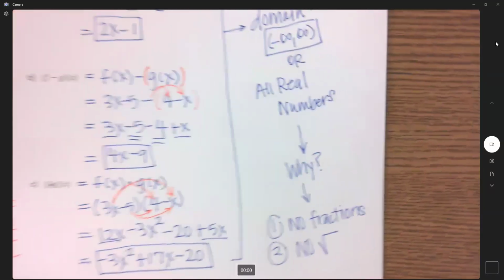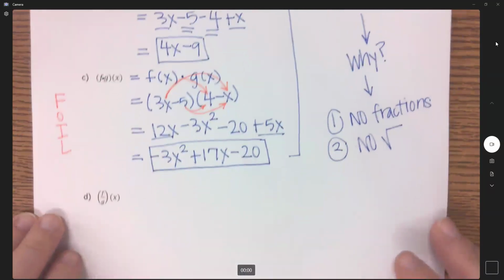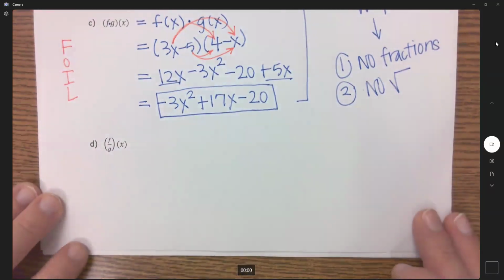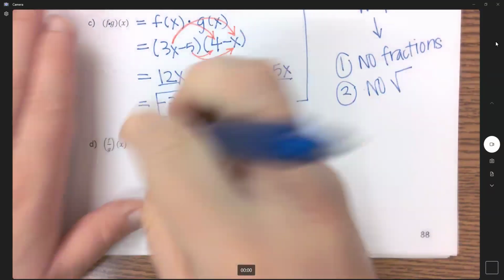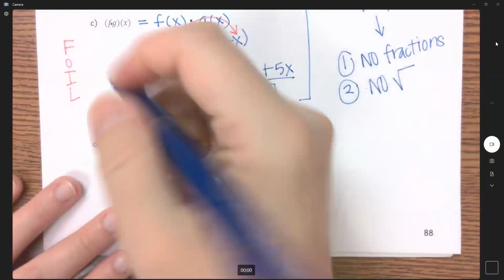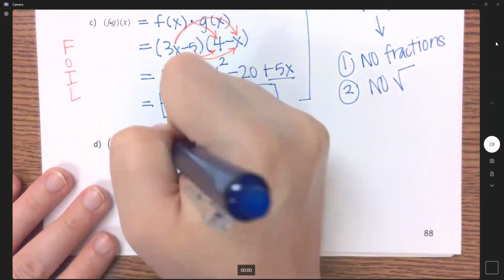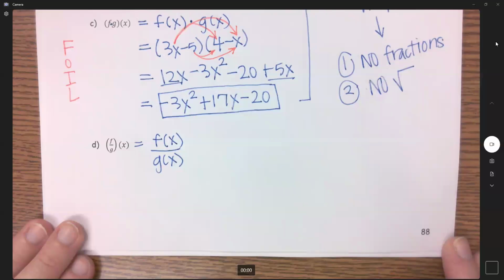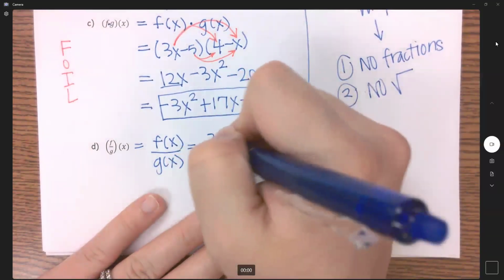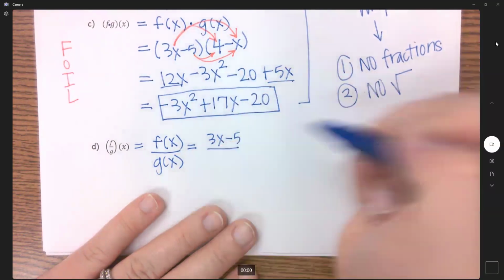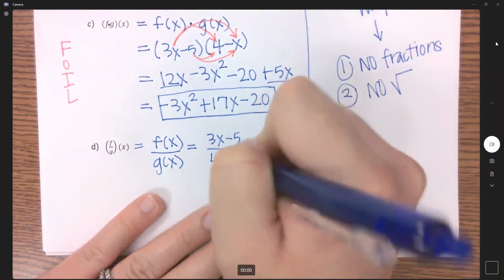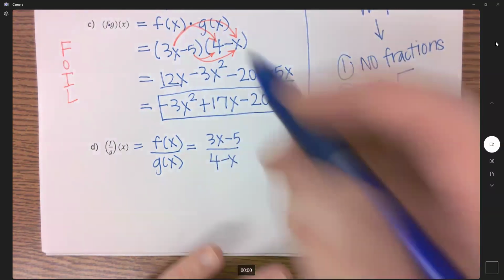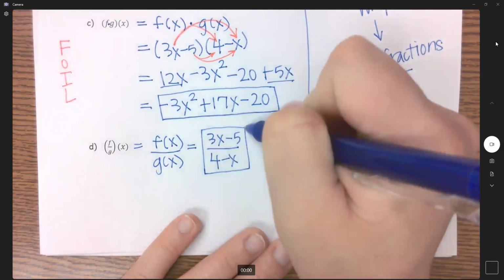I'm going to zoom back in, and now let's go over part D. Part D is f over g of x, which if we expand that out is f of x over g of x. So f of x is 3x minus 5, and g of x is 4 minus x. I cannot simplify anything. I cannot cancel out those x's. So this is my function.